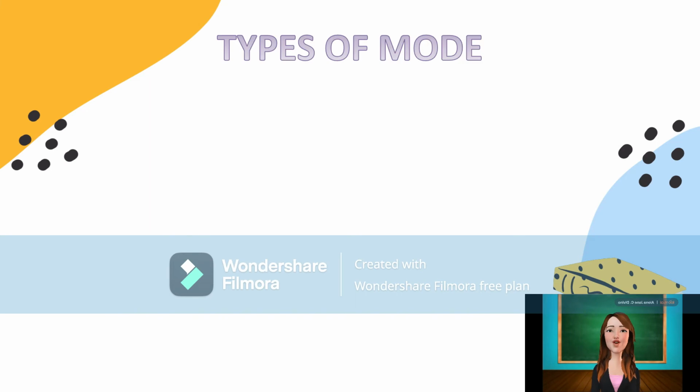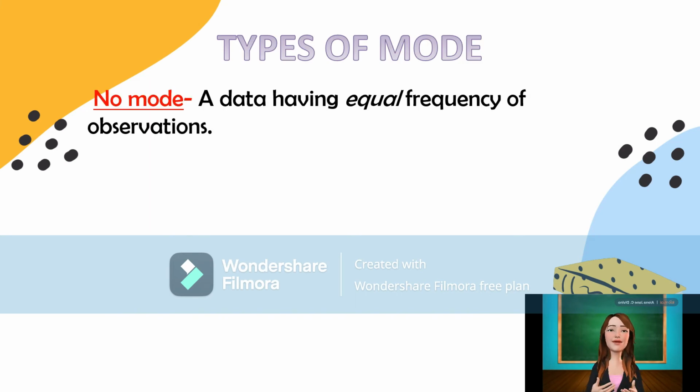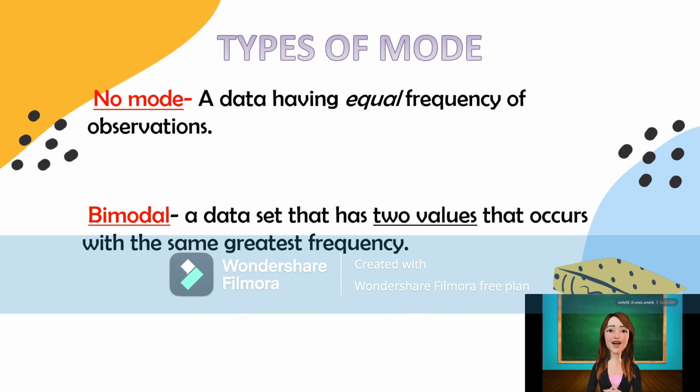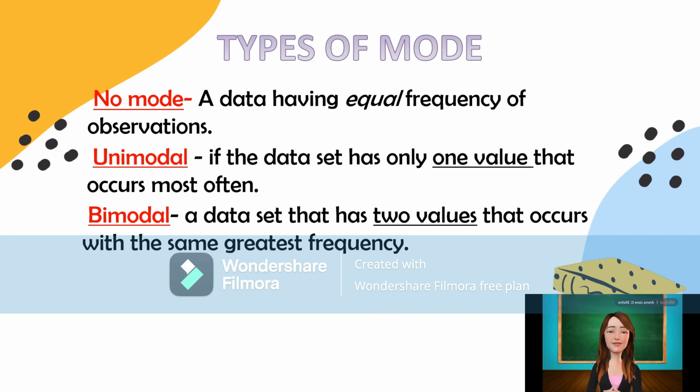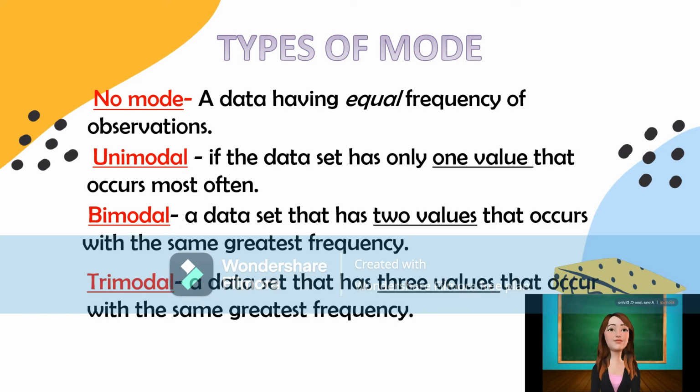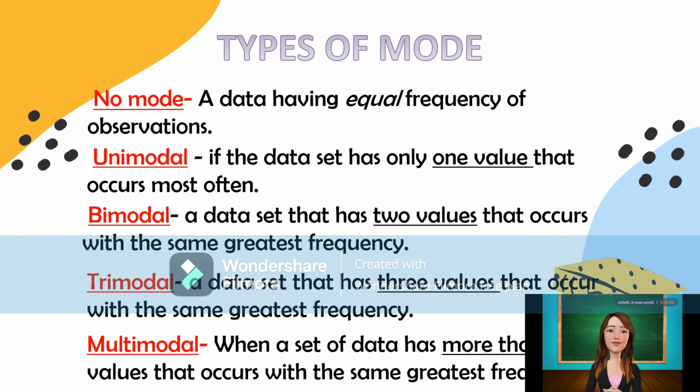We have also types of mode. So these are the following types of mode. We have no mode, a data set having equal frequency of observation. Next, we have bimodal, a data set that has two values that occur with the same greatest frequency. We have also unimodal, if the data set has only one value that occurs most often. And we have trimodal, a data set that has three values that occur with the same greatest frequency. And last, we have multimodal, when a set of data has more than three values that occur with the same greatest frequency.